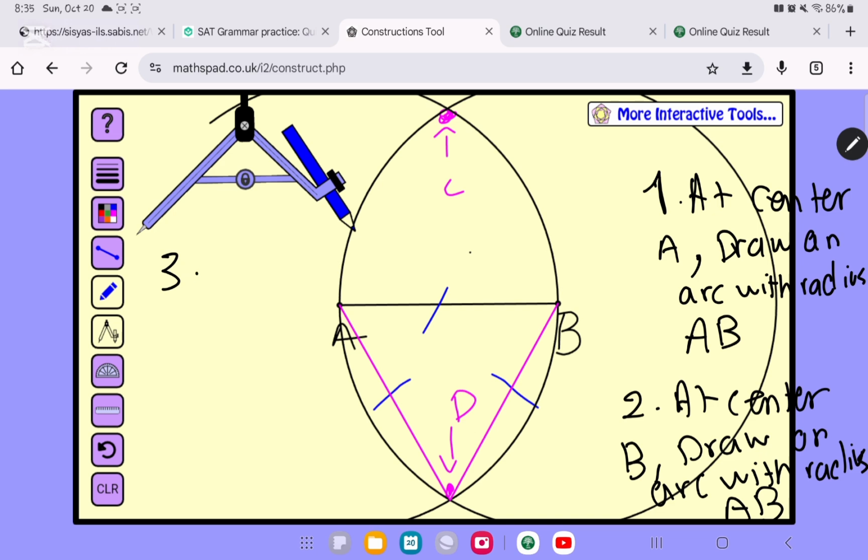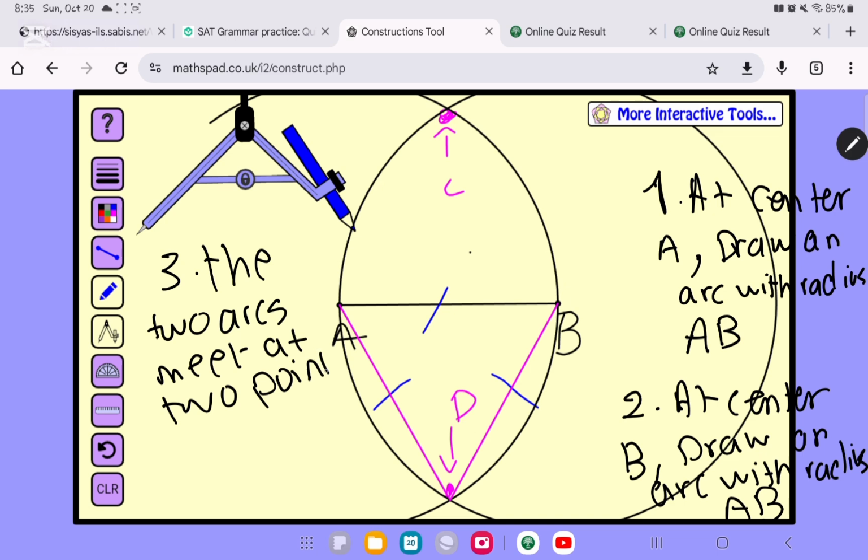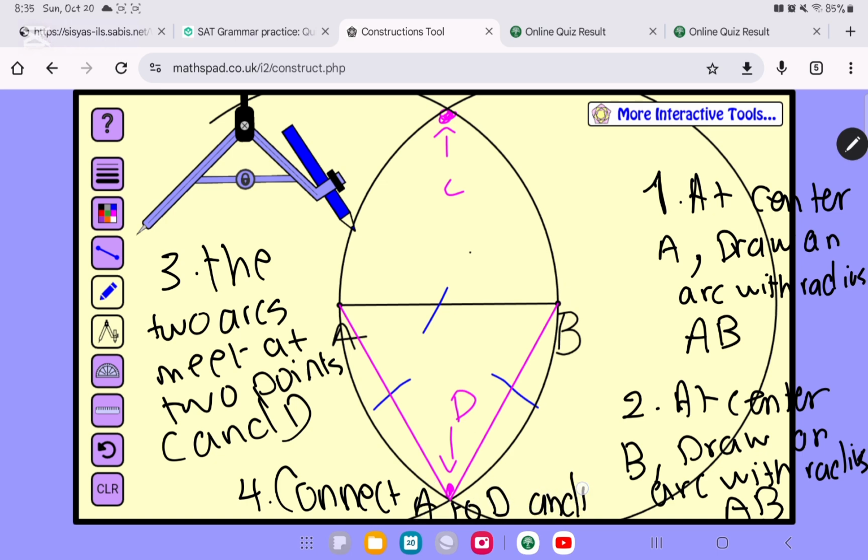Then third, the two arcs meet at 2 points, C and D. Now we're gonna take any of the points. So for the first step, let's say we took D, connect A to D and B to D. And like that, we have an equilateral triangle.